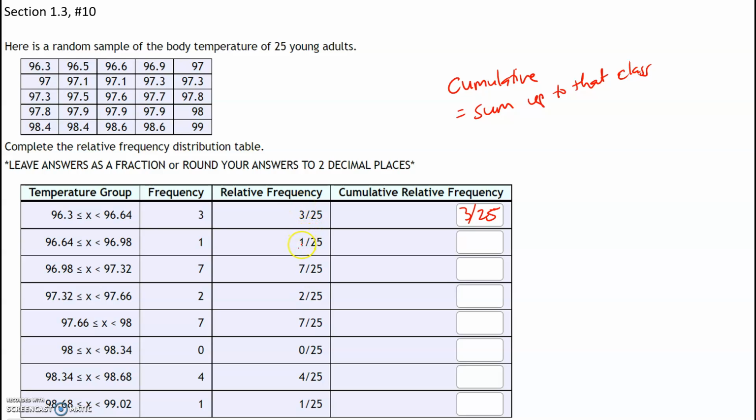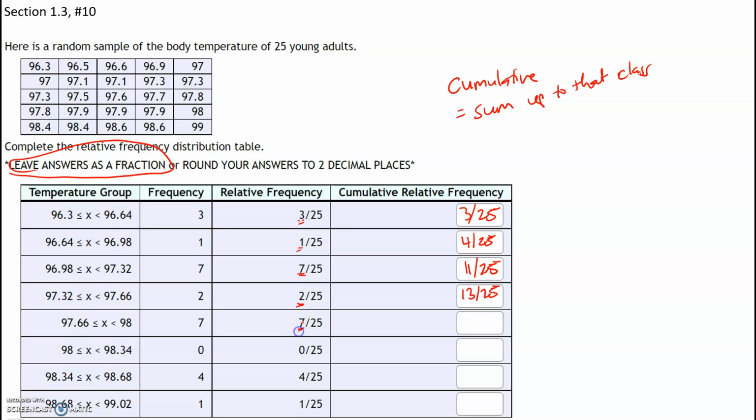In this case, we're going to add 1 over 25 plus 3 over 25, and that's going to give you 4 over 25. The next one is going to be 7 plus 1 is 8, 8 plus 3 is 11, and that'll be 11 out of 25. It says leave your answers as a fraction, so just keep it simple. Leave it as a fraction instead of converting that to a decimal. The next class is going to be 2 plus 7 is 9, plus 1 is 10, plus 3 is 13 out of 25.